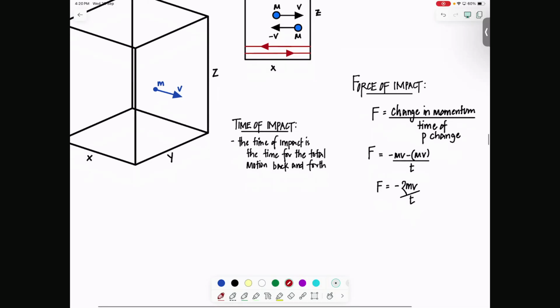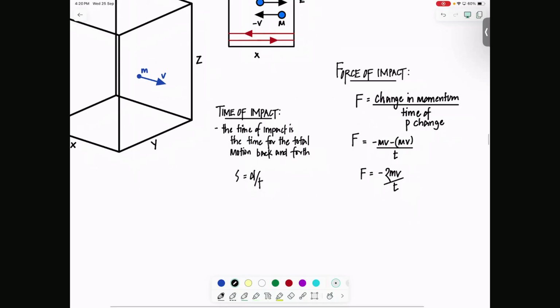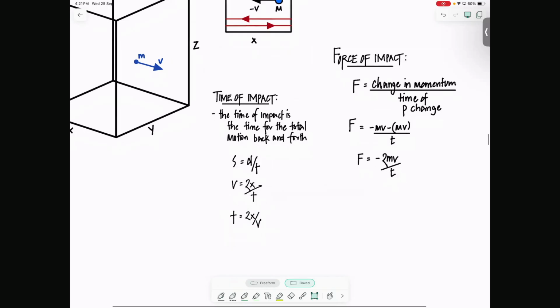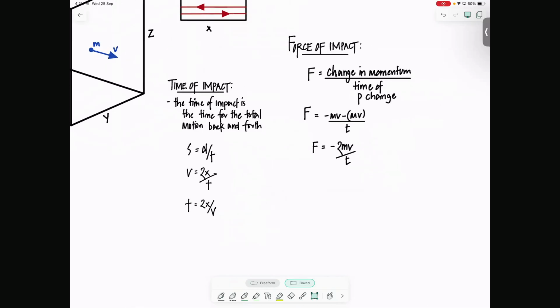So if I want to find time here, I'll use what formula? Speed equals distance by time. আমরা assume করি it's an elastic impact, so the speed remains what? Constant. So V equals 2x divided by t. Therefore, the time of impact is 2x divided by V. Eventually these all round up to a very nice equation. So yeah, we have our time here.